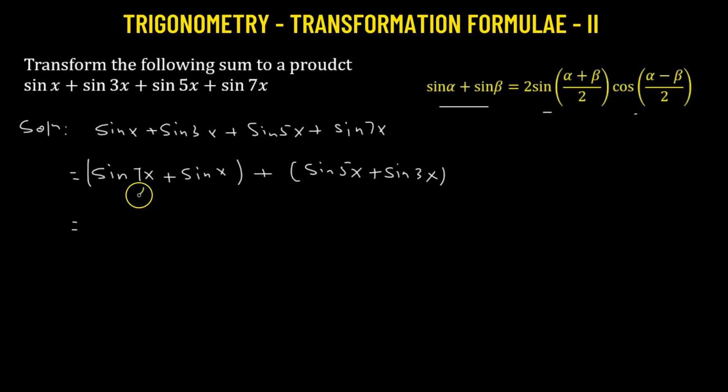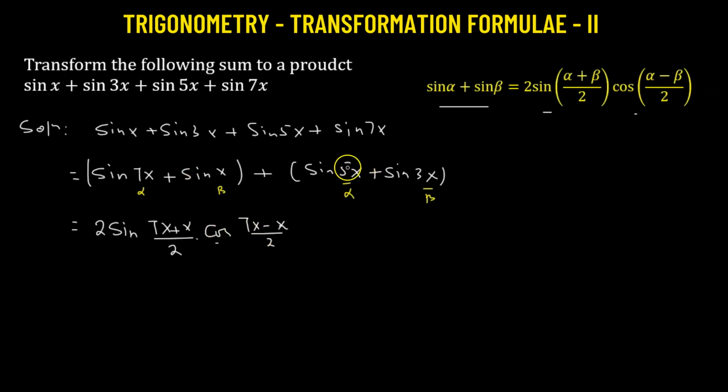So here we'll be treating 7x as alpha and x as beta. And for the second sum, we'll treat 5x as alpha and 3x as beta. So this will become 2 times sine of angle, 7x plus x divided by 2, multiplied to cosine of alpha minus beta, 7x minus x divided by 2. Now this was the reason, because we know that 7x minus x is going to give us a positive number. If we would have chosen x as alpha and 7x as beta, we would have gotten a negative result, which again is not a big issue because we have cosine of a negative value, which is always positive in nature. Just to keep life simple, I've considered alpha to be greater in magnitude compared to beta.